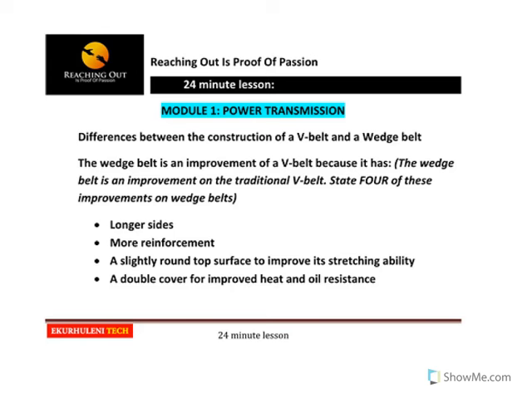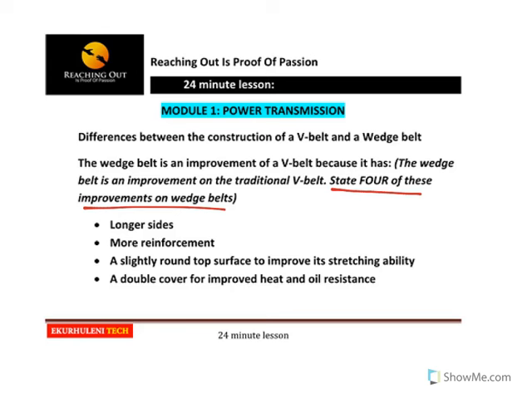Now, the differences between the construction of a V-belt and the wedge belt from the previous diagram. The question here says the wedge belt is an improvement on the traditional V-belt. State 4 of these improvements on the wedge belt.